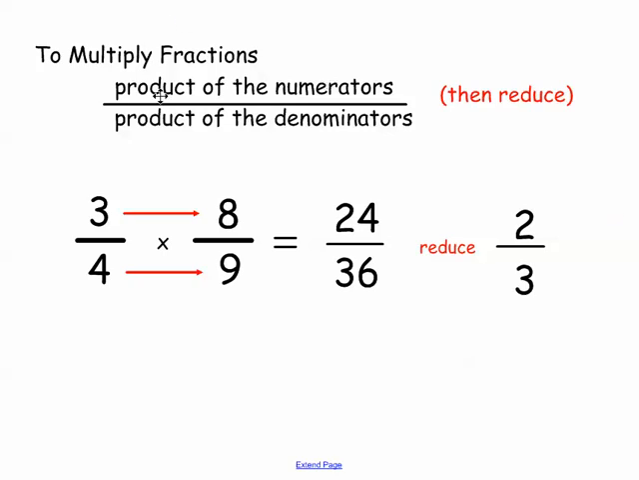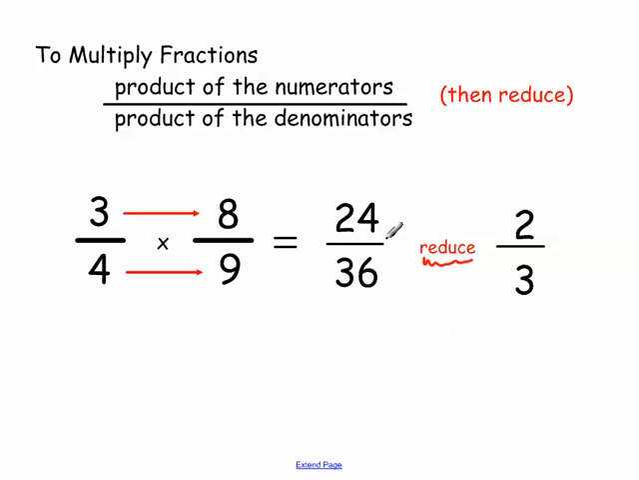To multiply, you simply multiply the numerators and you multiply the denominators. So if you look here, 3/4 times 8/9. I simply multiply 3 times 8, which gives me 24, and 4 times 9, which gives me 36. Okay, the hardest part that you all are going to have is this part right here, which is going to be to simplify or to reduce.